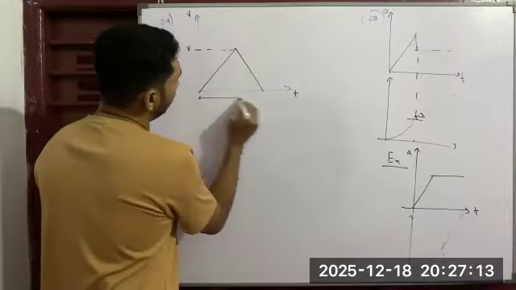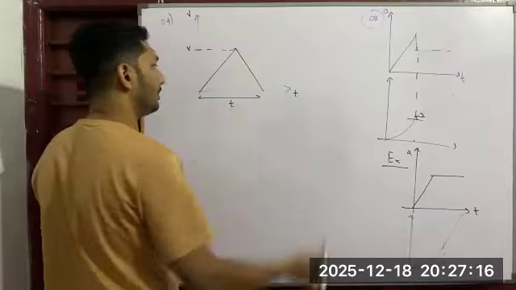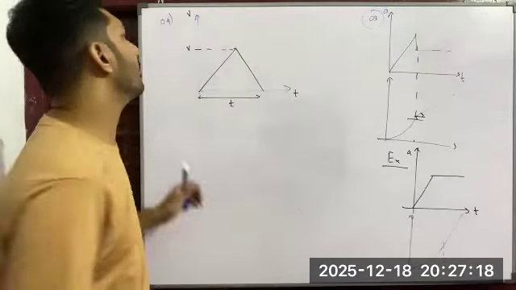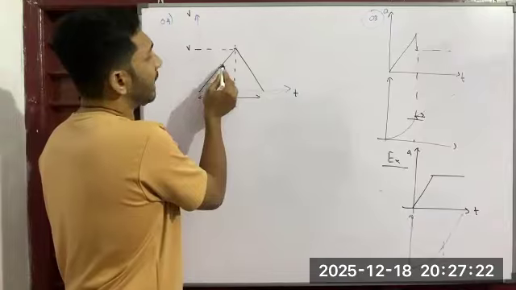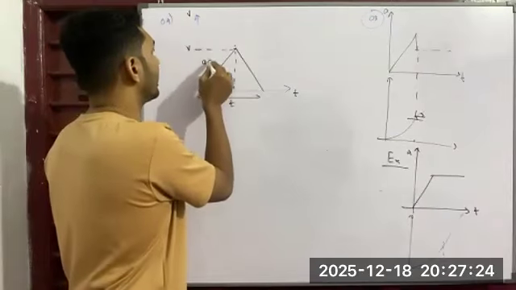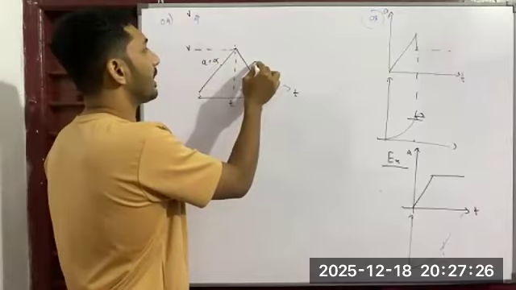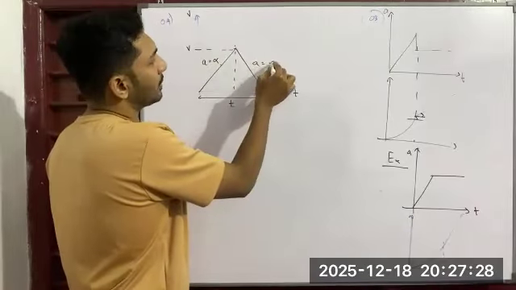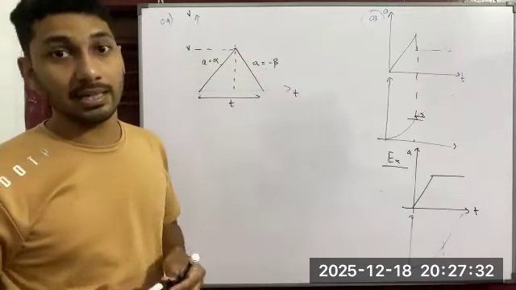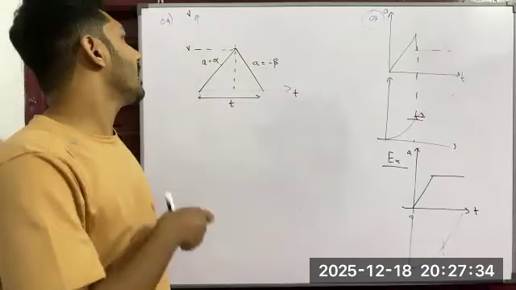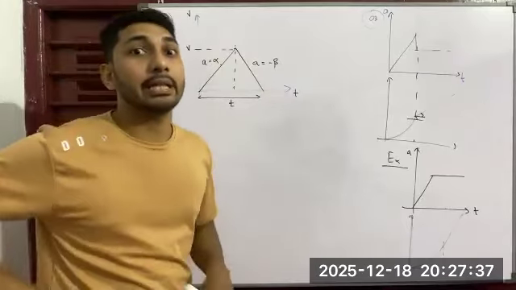You know the total time taken is t. And you know the acceleration here. Here acceleration is alpha. Here retardation is alpha minus beta, just to show that it is a retardation. Now how can you do that?